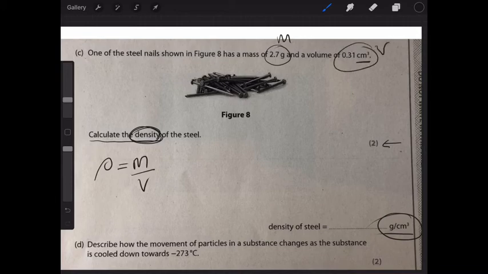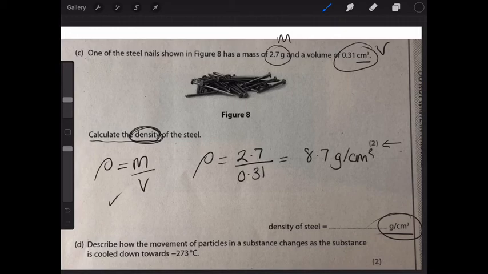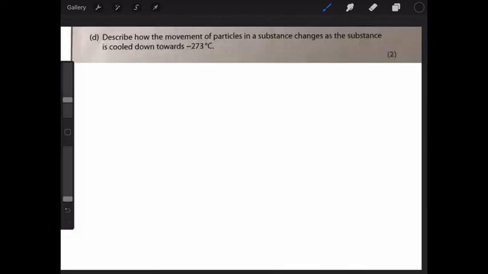So if we decide which equation we're going to use, done that. Density is the mass, which is 2.7 in this situation, divided by the volume, which is 0.31. And on my calculator, I then calculate the answer to be, and that would be in grams per centimetre cubed, which is what I need the final answer in. My final answer.